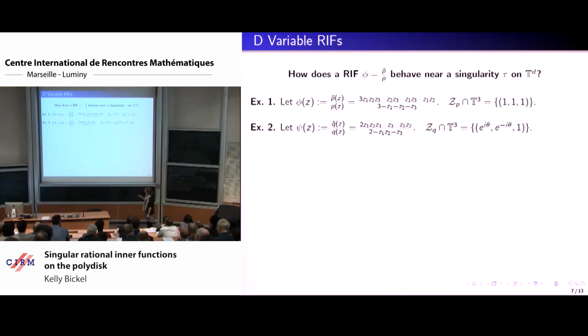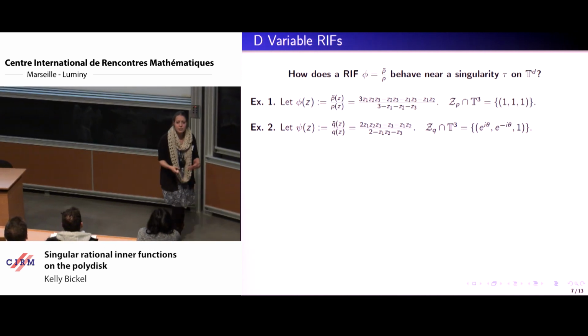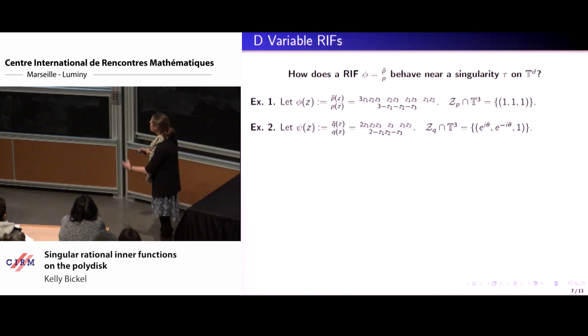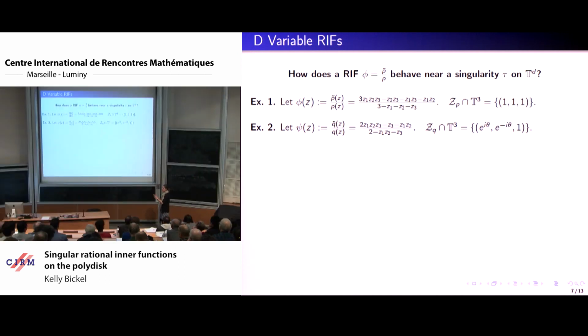However, if we modify in a slightly different way, now this denominator here vanishes when Z3 is 1 and when Z1 times Z2 is equal to 1. And so all of a sudden our singular set is a curve on the boundary of the tridisk. And it turns out that this distinction matters. These different types of singularity sets impact the type of results we get when we, say, look at derivative integrability.